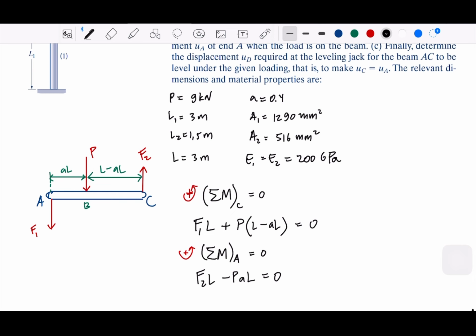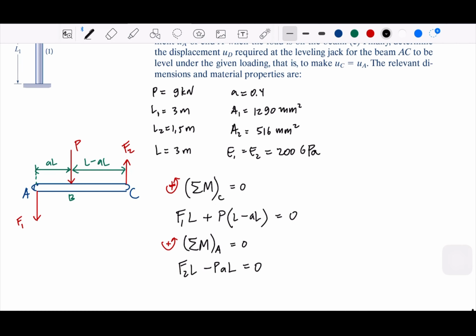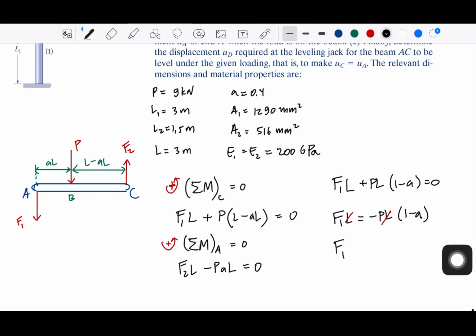And I think we can get both, okay, we can get both. So L is 3, so F1 L is equal to minus PL times 1 minus A. I think we can just plug in and we can remove L. F1. What is A? It is 0.4, so 1 minus A is 0.6. 0.6 multiplied with 9, it's negative 5.4.